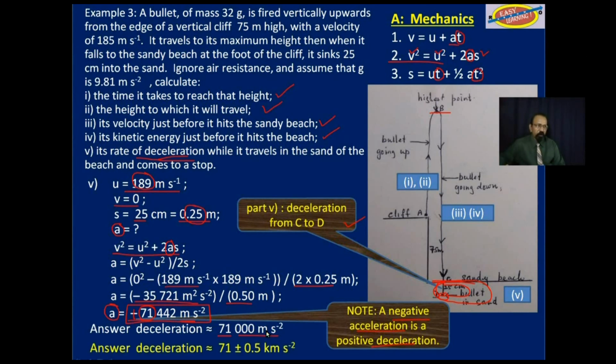Just to make sure, we can say 71,000 meters per second squared plus or minus 0.5. You cannot go wrong if you do this. And so basically we have worked through all 5 parts of that one question.